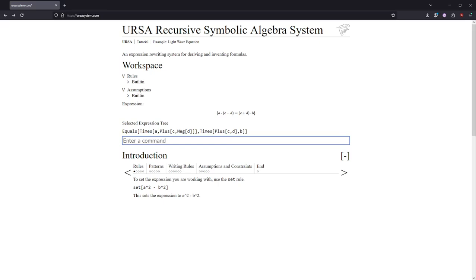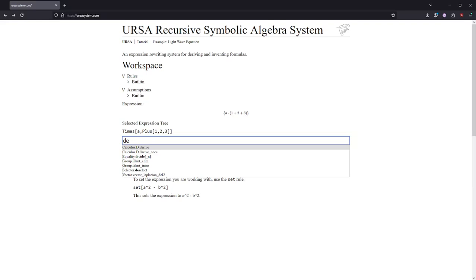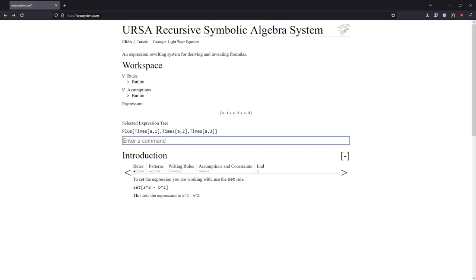The next thing that we're going to want to do is distribute both sides of this equation. And there's a rule called distribute, which I'll just show on its own quickly. A times 1 plus 2 plus 3. If I set the equation to this and then say distribute, it distributes the multiplication over the addition, so we get a times 1 plus a times 2 plus a times 3. So we can run that back here.